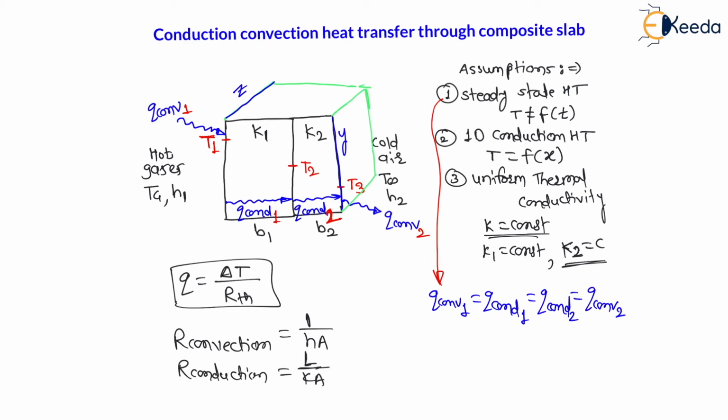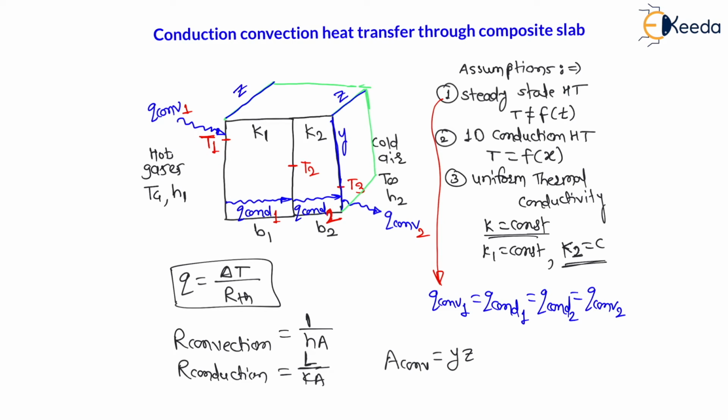Now my dear students, for convection from both sides, z into y is the exposed area between the fluid and the solid surface. Therefore we can say the area of convection is y into z for both sides. The inside is also subjected to y into z area, right? This will be the subjected area, that is height into z. This is the subjected area for convection, right? Therefore the area of convection is y into z.